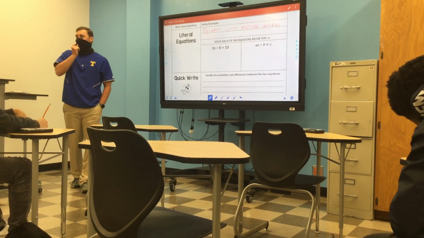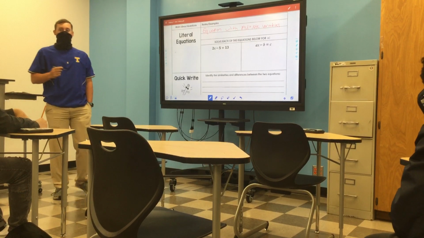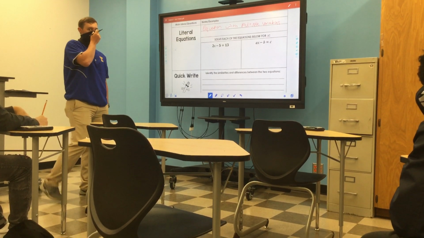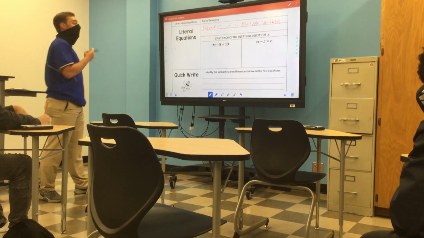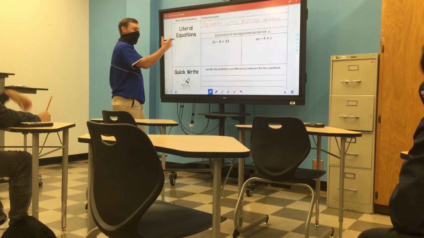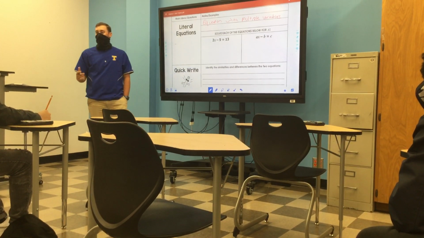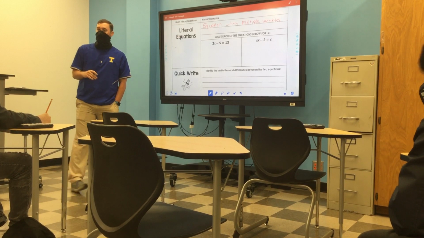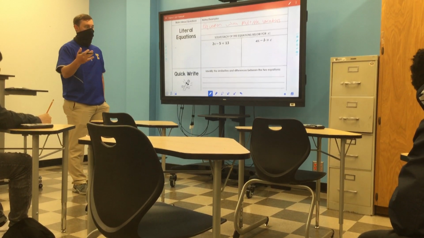And we should be at this point, after working multi-step, comfortable-ish with two-step equations. This is something we've even gone up to multi-step so far in class.